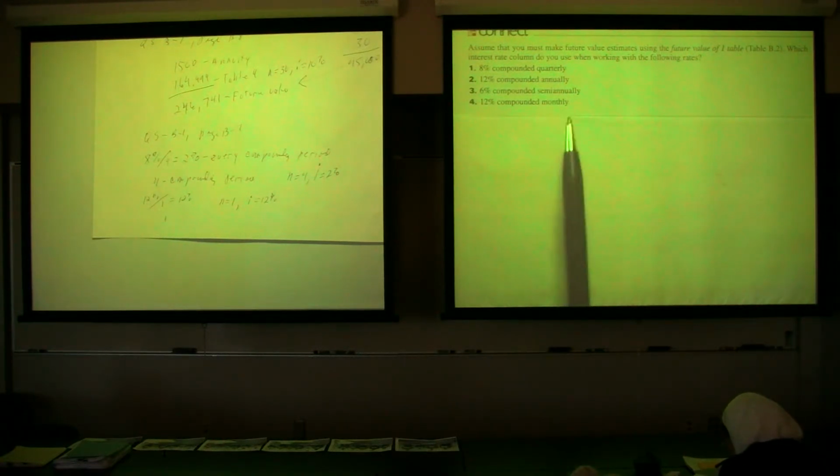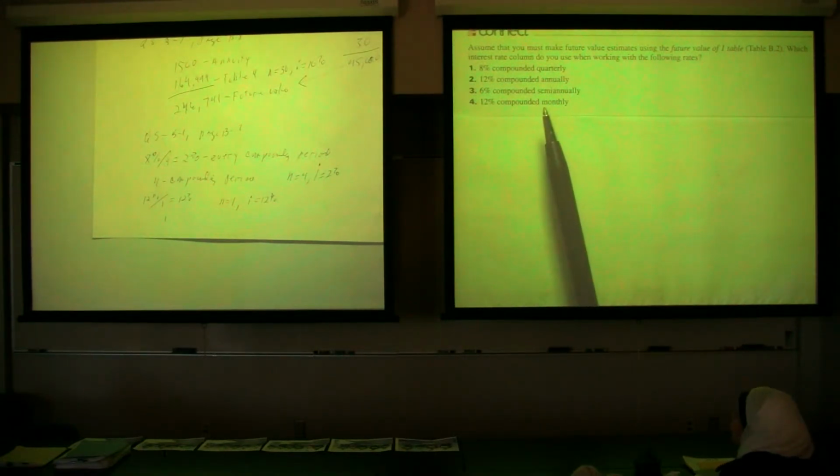So it's 6% compounded semi-annually. Semi-annually means every 6 months. 12% compounded monthly.